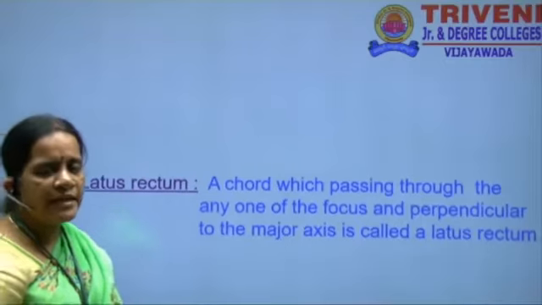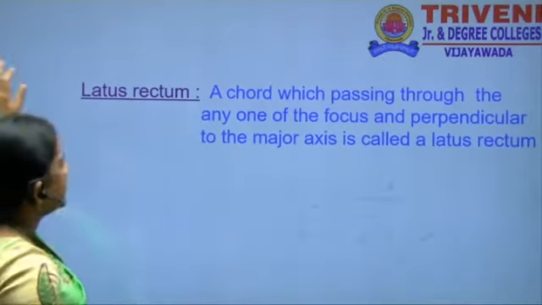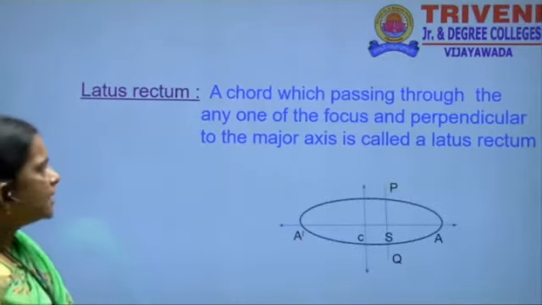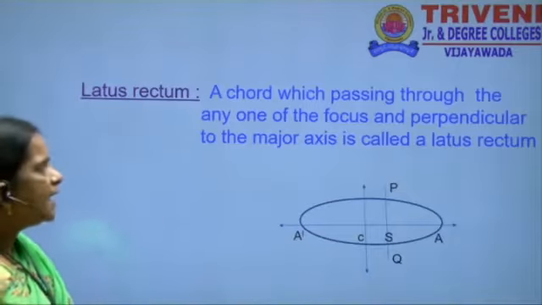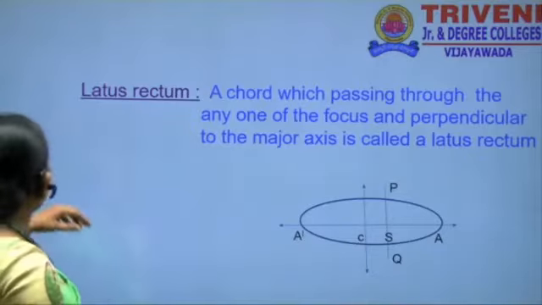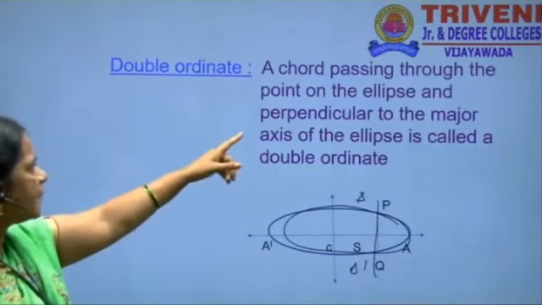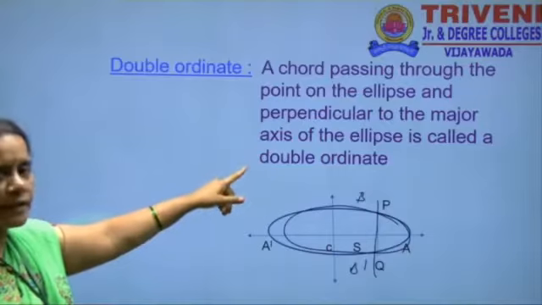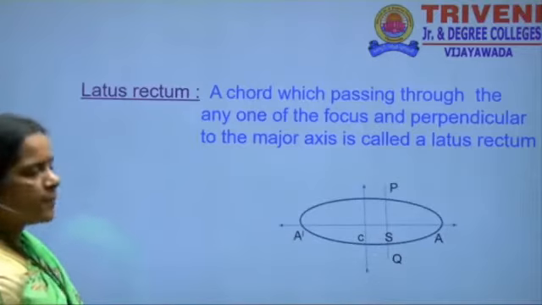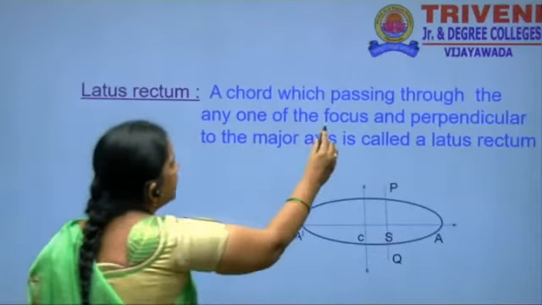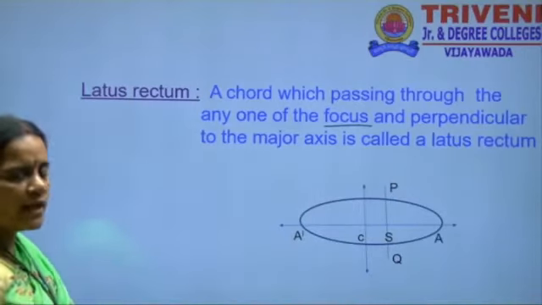And then the next one is latus rectum. Latus rectum is a chord which passes through any one of the foci and is perpendicular to the major axis. The difference between the latus rectum and the double ordinate is that a double ordinate passes through any point perpendicular to the major axis, but the latus rectum is a chord passing through the focus and perpendicular to the major axis.